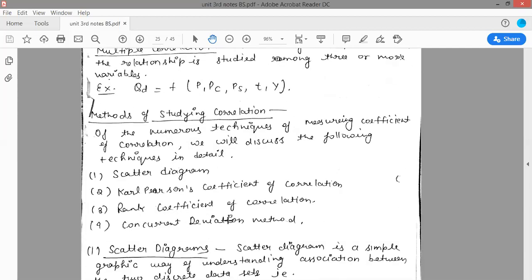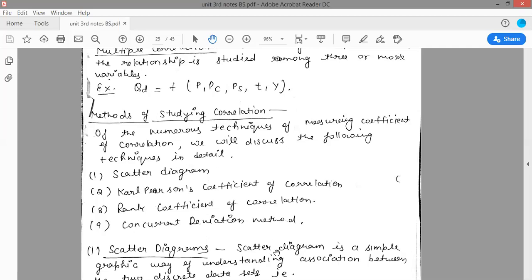Now next is methods of studying correlation. In methods of studying correlation we will discuss scatter diagram. This is the type of how we will measure our correlation. That means there are four methods and by these four methods we will measure our correlation. Of the numerous techniques of measuring coefficient of correlation, we will discuss the following techniques in detail.